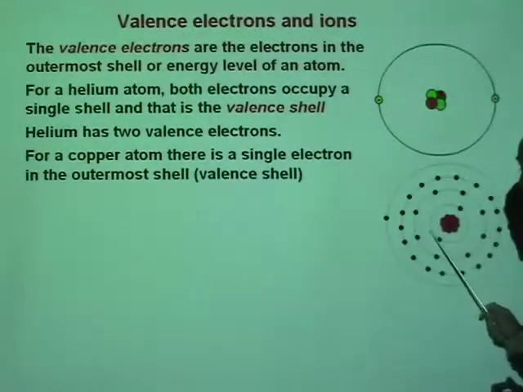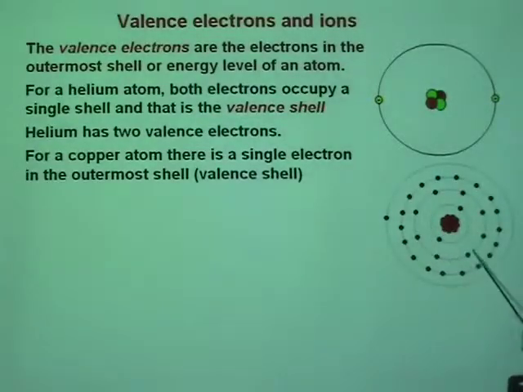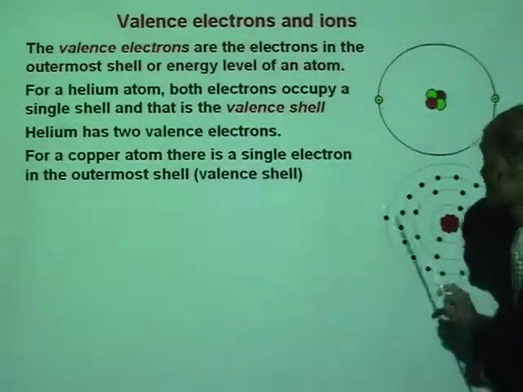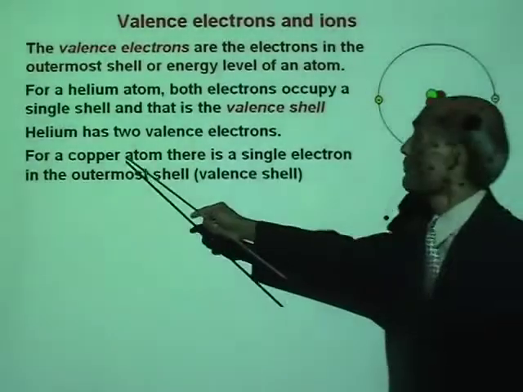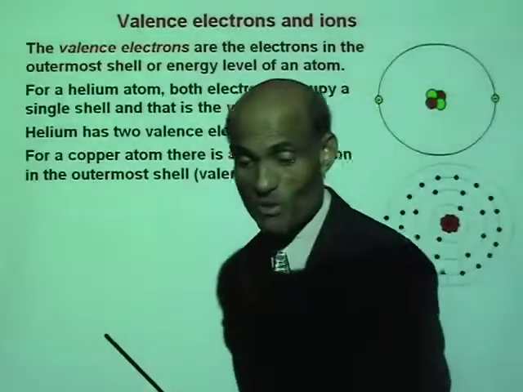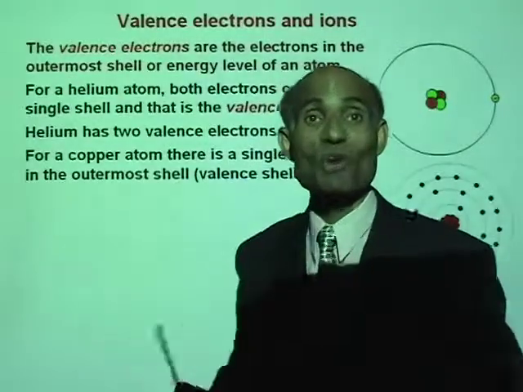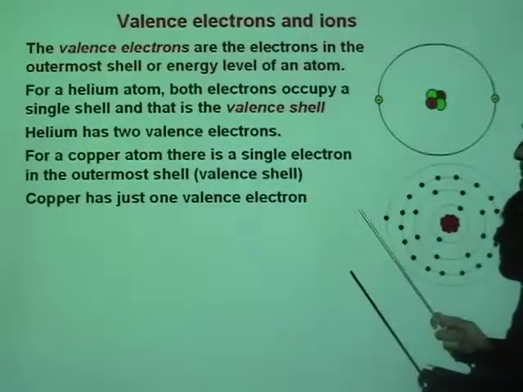Look at this. N equal to 1, there are 2 electrons. N equal to 2, there are 8 electrons. N equal to 3, there are 18 electrons. And there is 1 electron left, and that is the outermost shell. So for a copper atom, there is a single electron in the outermost shell. So how many valence electrons are there for copper? Copper has 1 valence electron.